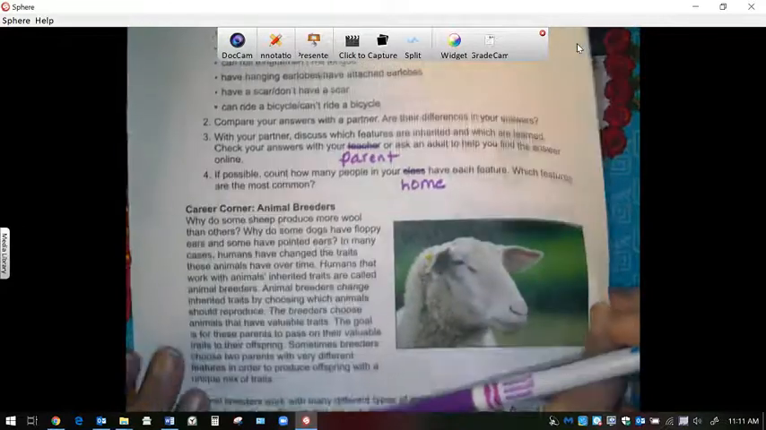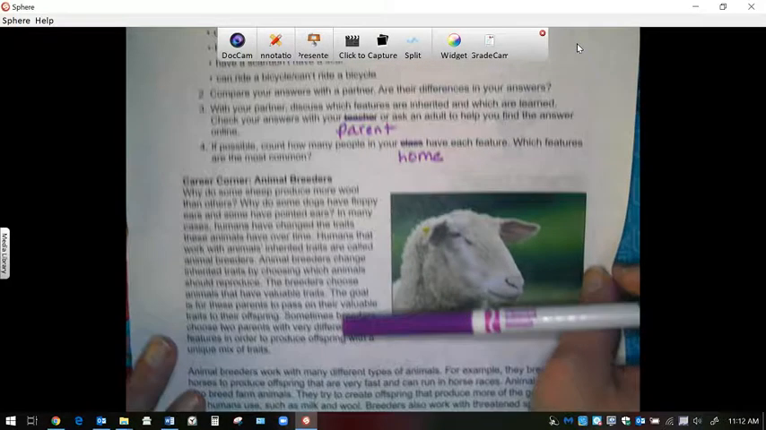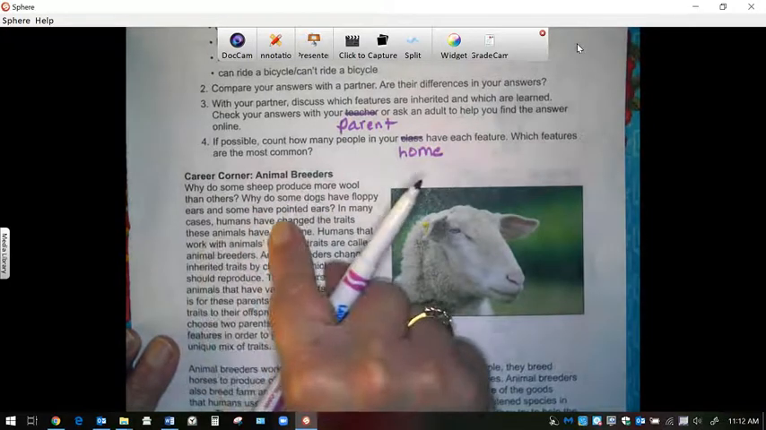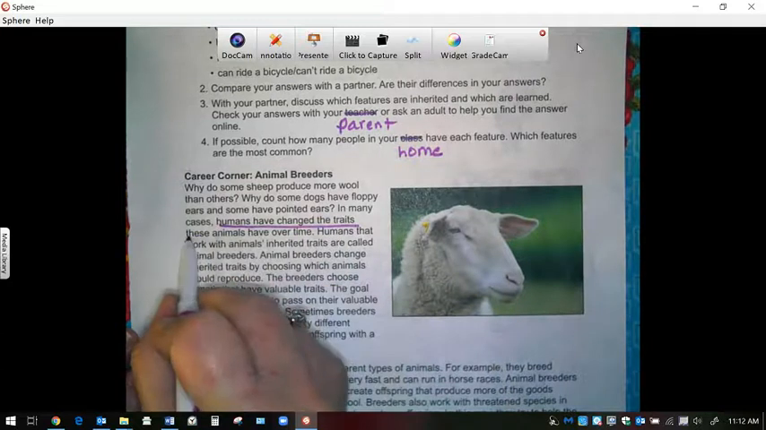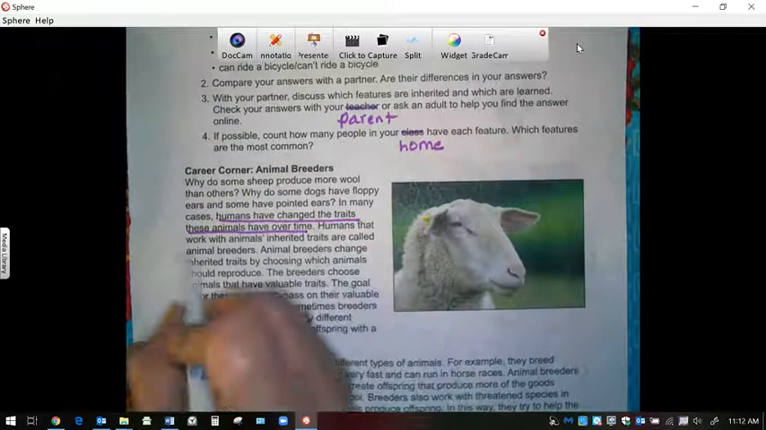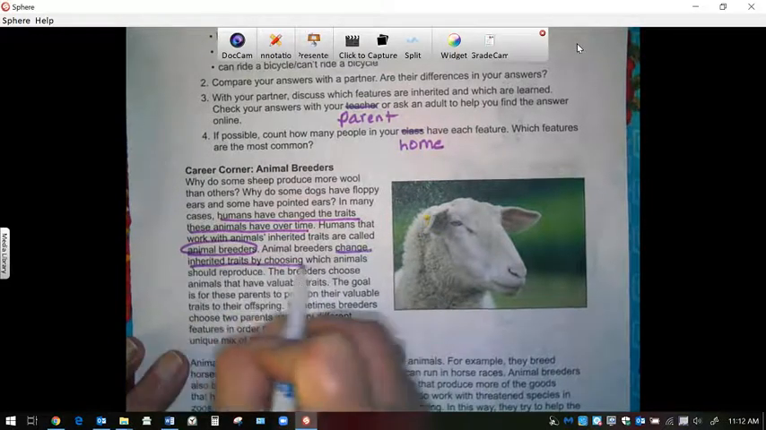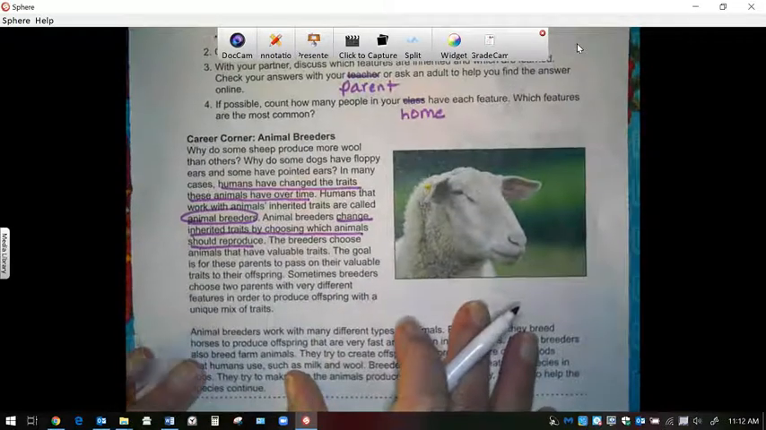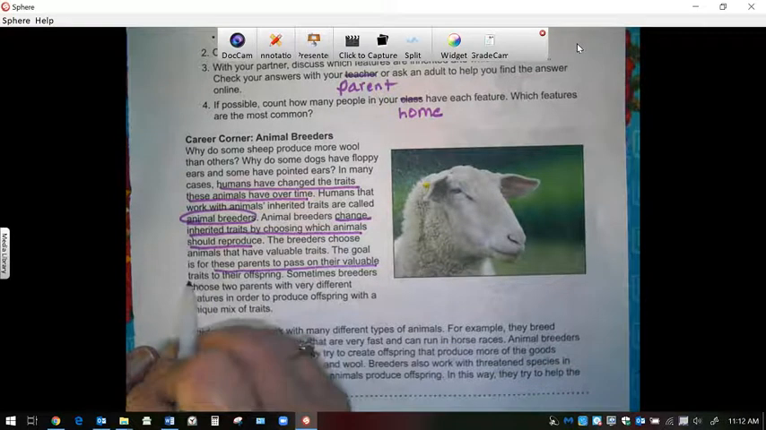Okay. Career corner: breeders. Animal breeders, sorry. Why do some sheep produce more wool than others? Why do some dogs have floppy ears and some have pointed ears? In many cases, humans have changed the traits these animals have over time. The humans that work with animals' inherited traits are called animal breeders. Animal breeders change inherited traits by choosing which animals should reproduce. The breeders choose animals that have valuable traits. The goal is for these parents to pass on their valuable traits to their offspring.